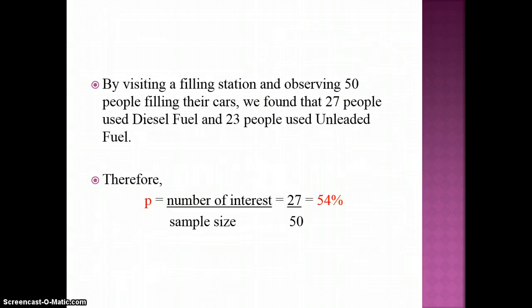By visiting a petrol station and observing the first random sample of 50 filling their cars, we found that 27 used diesel fuel and 23 used unleaded fuel. Therefore, P, which is our actual amount, is equal to the number of interest over our sample size. Our number of interest in this case is 27, as 27 is the number of people that use diesel fuel, and our sample size is 50, so this gives us 54%.